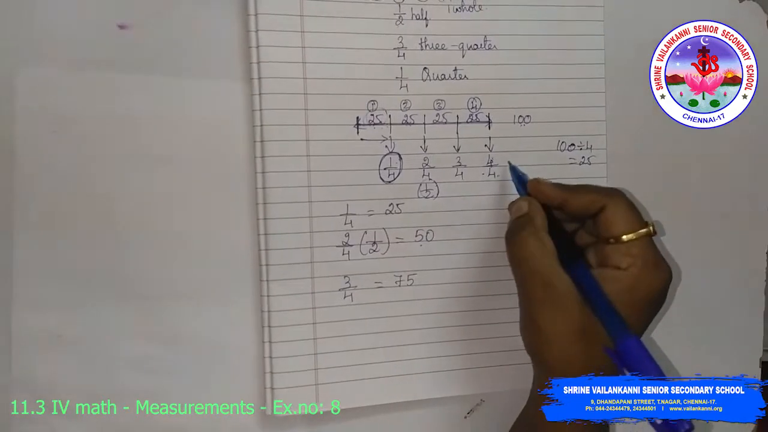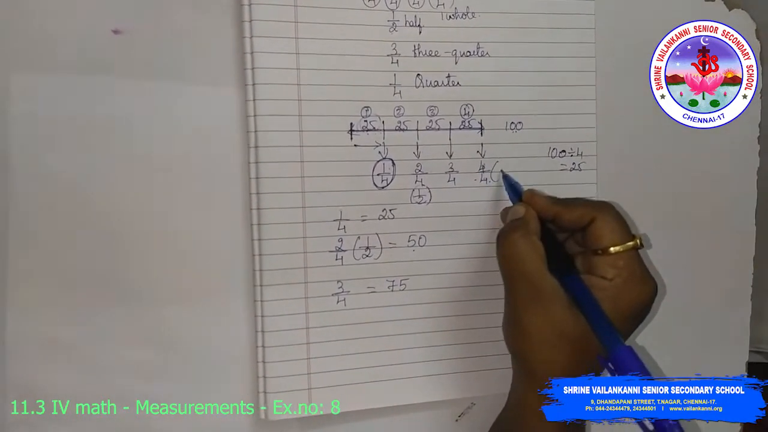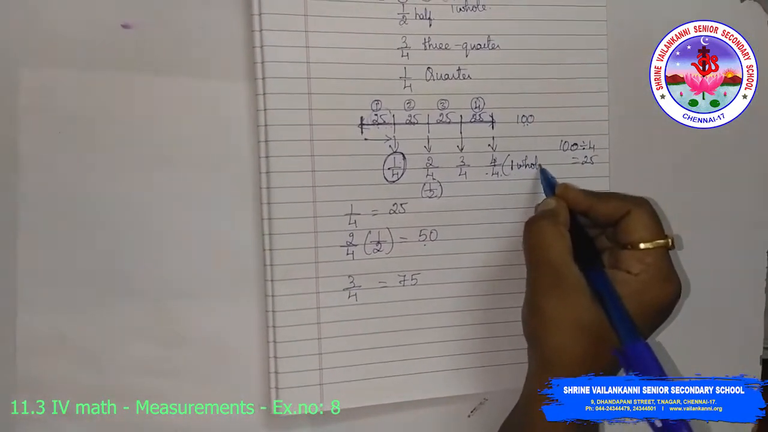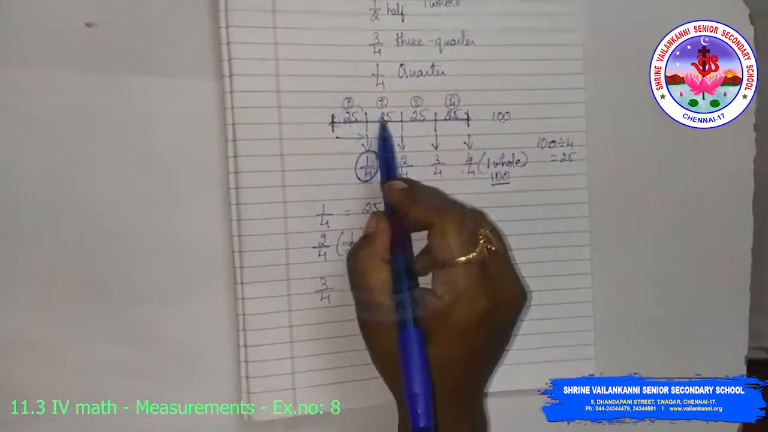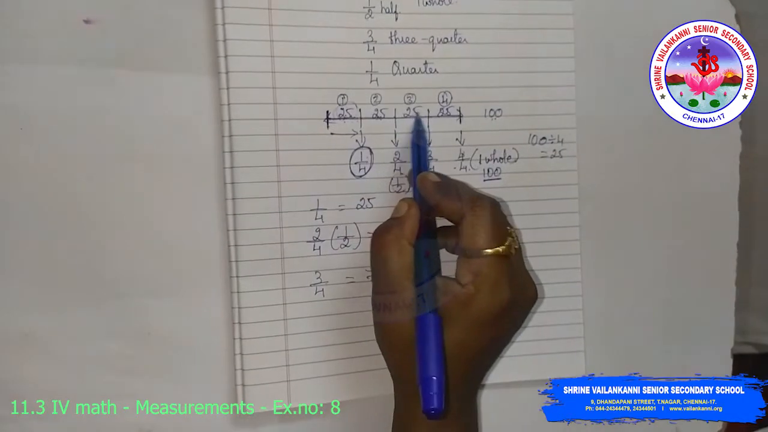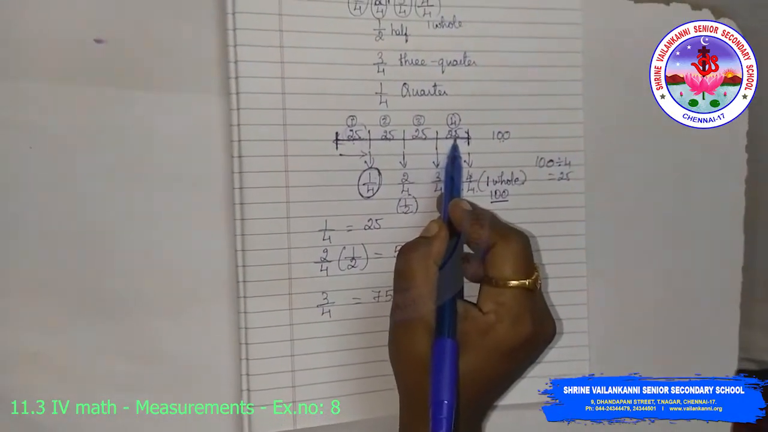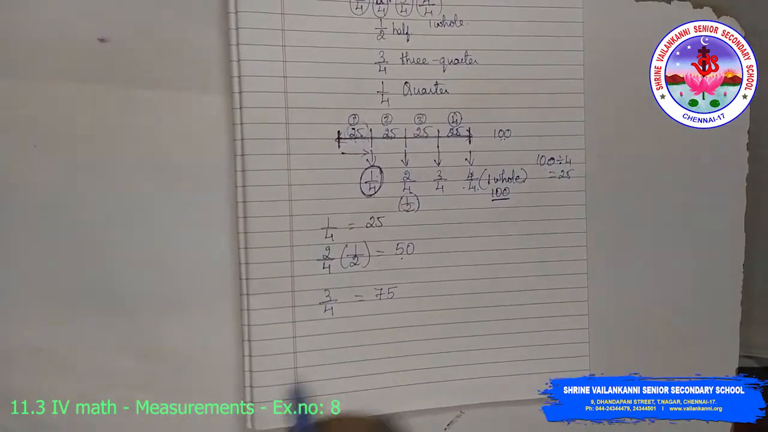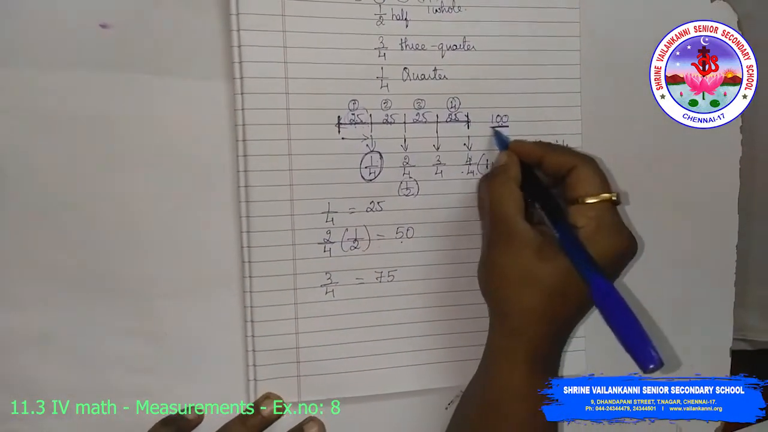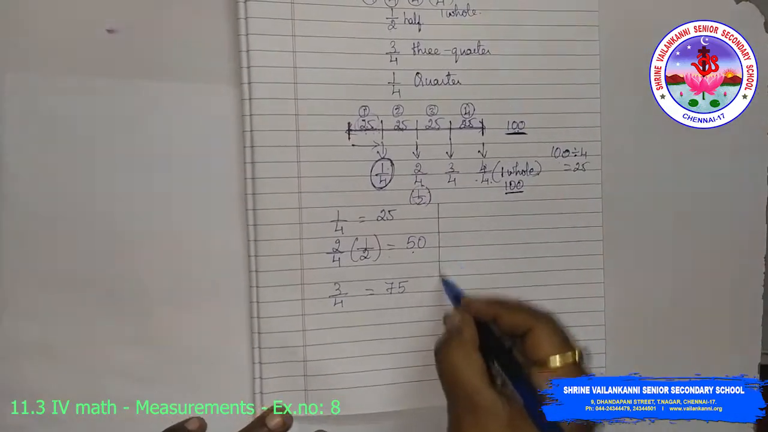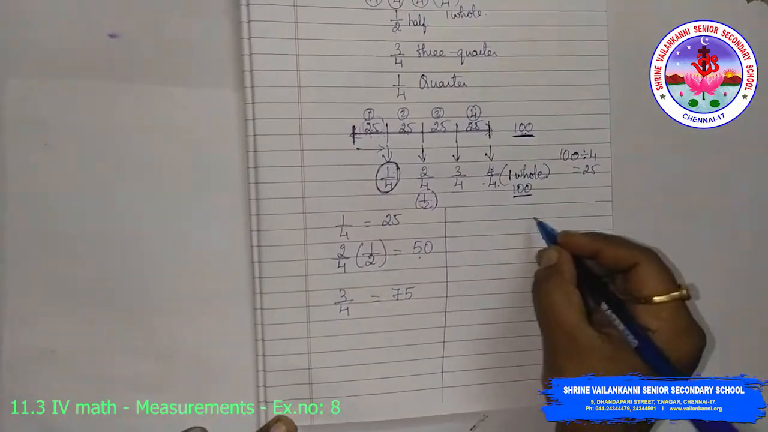So 4/4 is nothing but 1 whole, which is equal to 100, because each part has 25, 25, 25, 25. If you add all these four 25s, you will get 100. So here with this value of 100, I told you. The same way, if I have 1000.